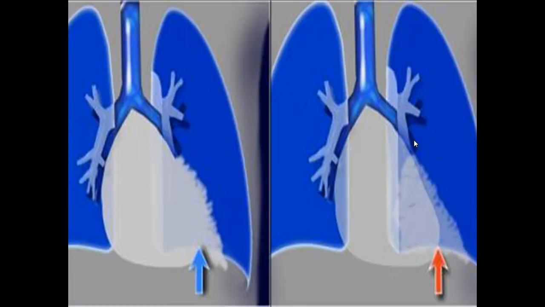So let's describe what happened here. Here you may not see the left heart border just because the consolidation is sitting in the lingular segment of the left lobe.